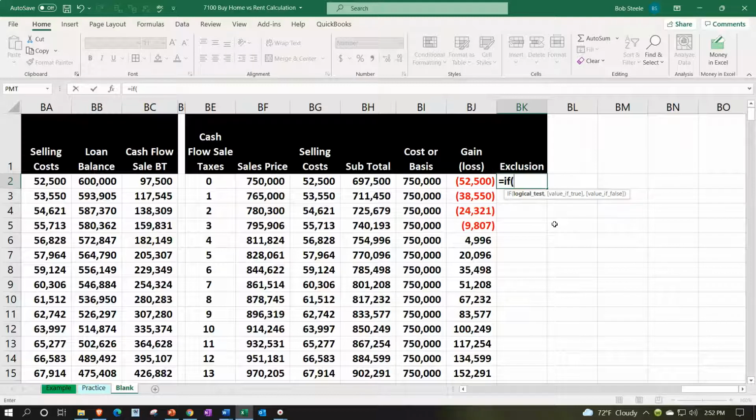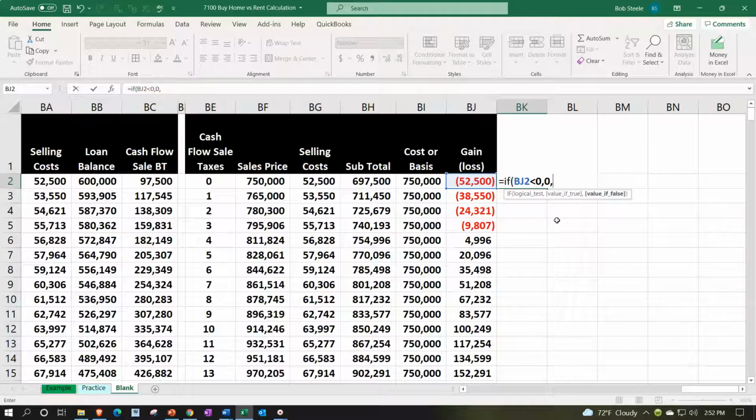We want to say if this number is less than 0, then comma, I want to take the 0. So if it's less than 0, I'm going to take 0 on the exclusion. And if it's not, comma, now I'm on if it's false, meaning if it's greater than 0, then I want to cap it at the 250. So now I've got two things that can happen.